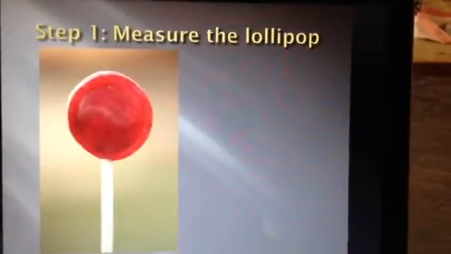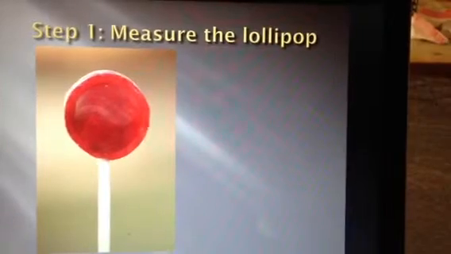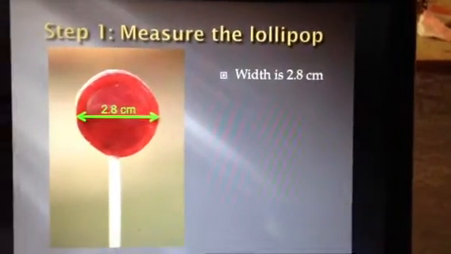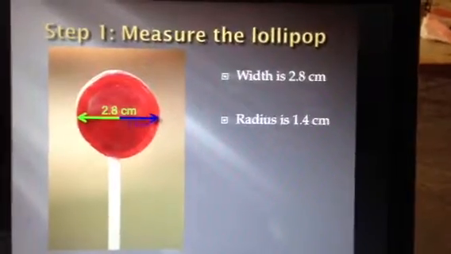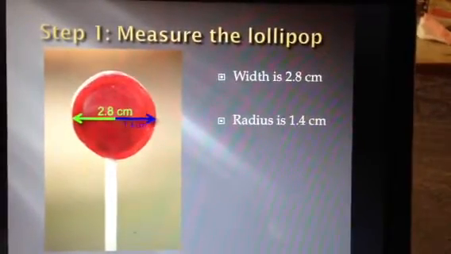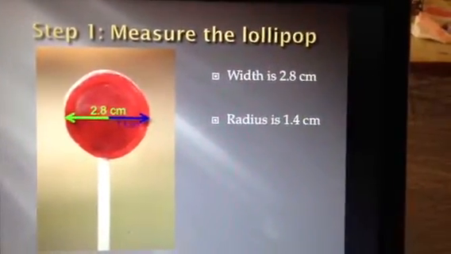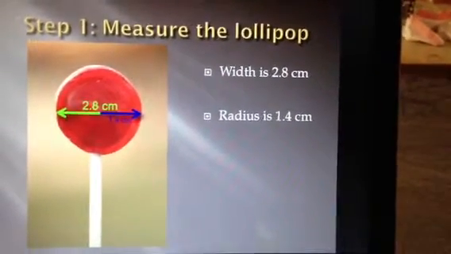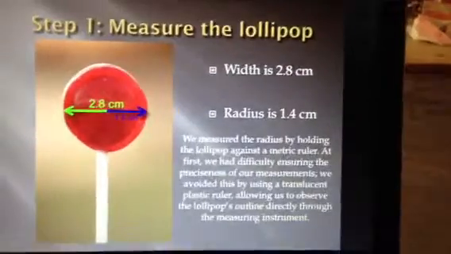So our first step was to measure the lollipop for its radius. First we measured the diameter, which is 2.8 centimeters from side to side. Dividing that in half, or rather multiplying by half, indeed gives us a radius of 1.4 centimeters from the center of the lollipop.